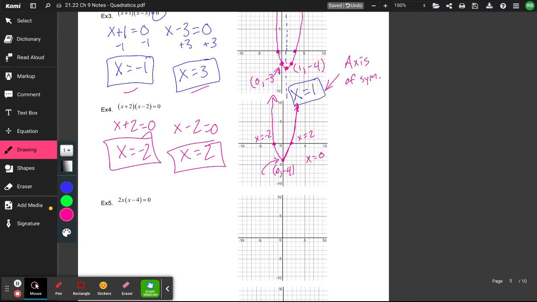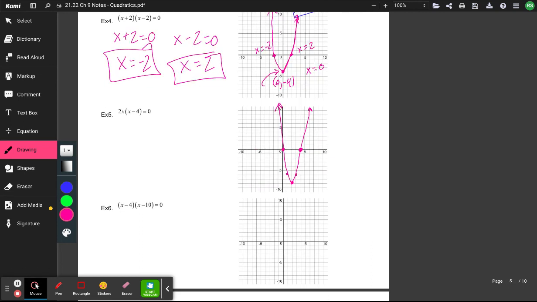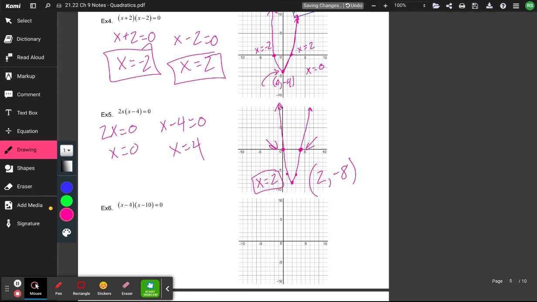Here's your solution for example number 4. X-intercepts at -2 and +2. Vertex and y-intercept at 0, -4. And example number 5, we have an x-intercept of 0. We also have an x-intercept of +4. You'll see those 2 points are labeled on the graph. We have our vertex at 2, -8, and our y-intercept was 0, 0. The axis of symmetry would have been represented by the equation x equals 2. Please move on to example number 6 and then check your work.